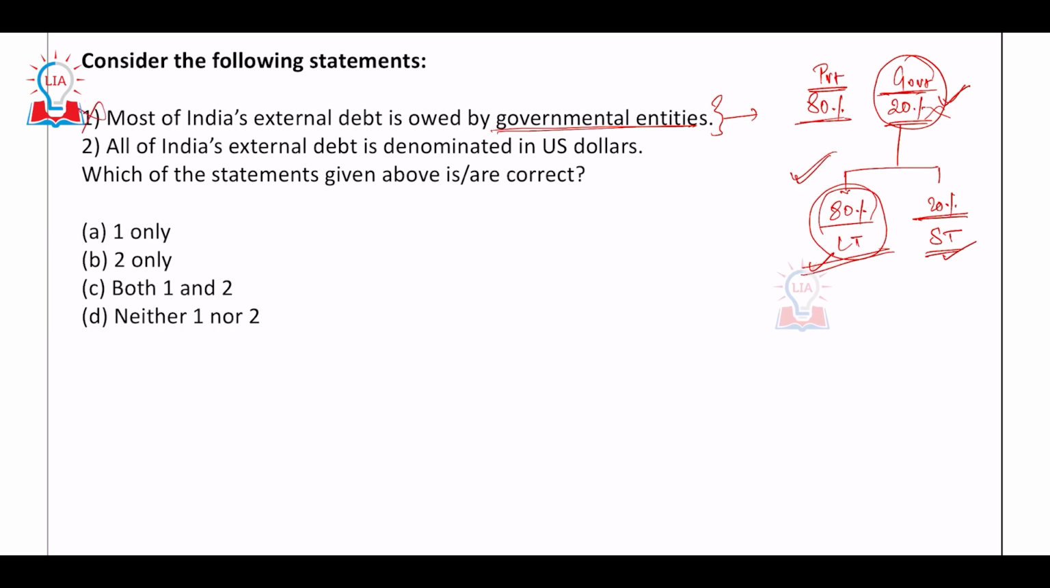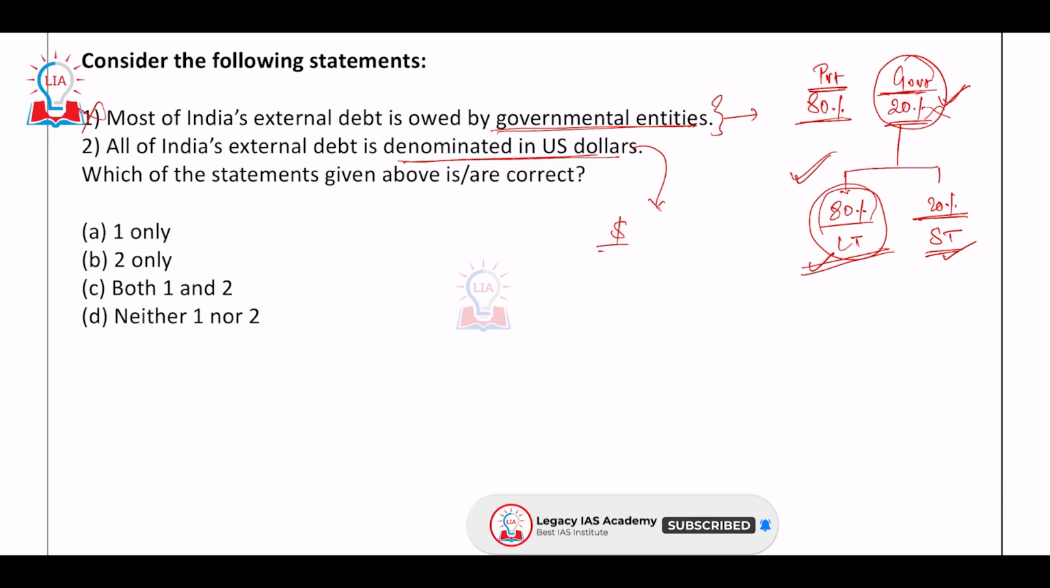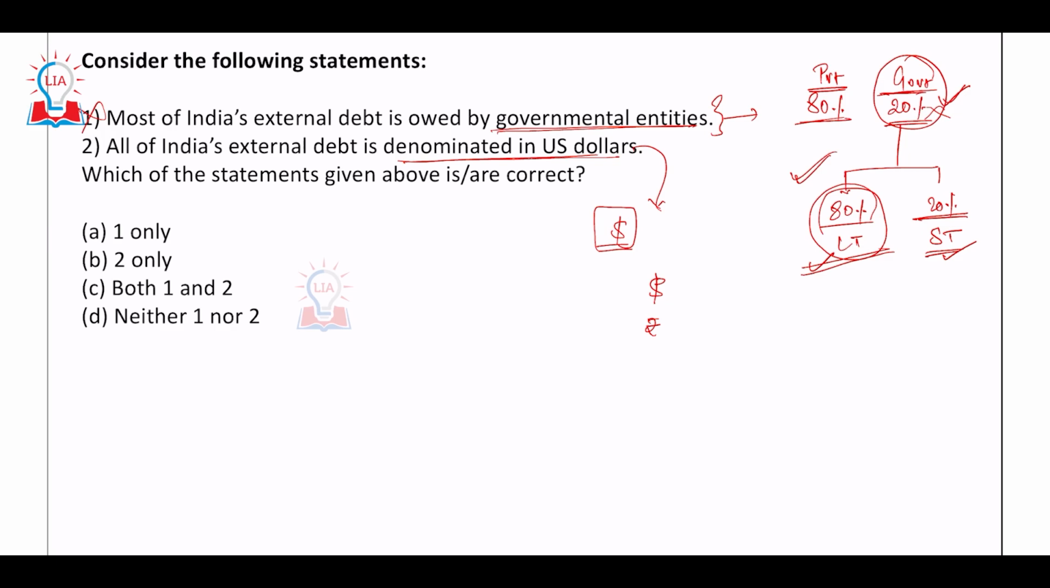So one is wrong. All of India's external debt is denominated in US dollars. So whether it is denominated in US dollars or not, we show that it is in dollars. The debt is in dollars, but what we owe is not only dollars. We owe dollars, we owe rupees, we owe euro, right? And many other currency debts we have. But to get a holistic picture, we denote it using dollars, right? The debt is denoted in dollars. It's not denominated in dollars.